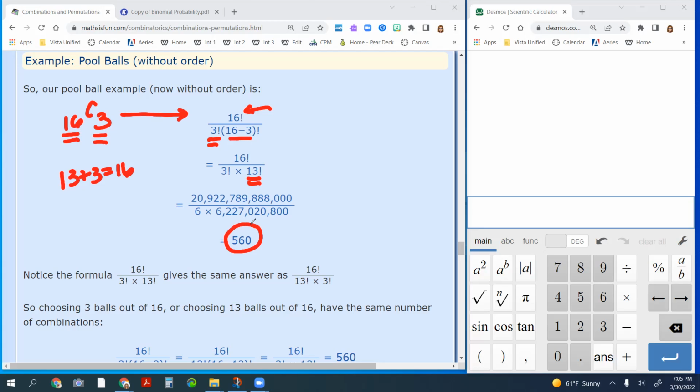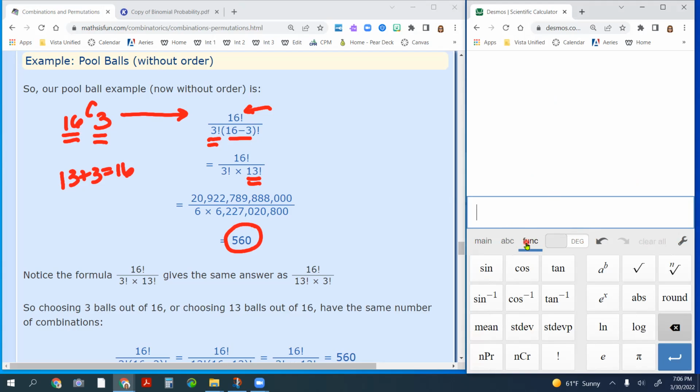Now, if I was going to put it into Desmos, right now I have Desmos up, but the Desmos I have up is actually the scientific graphing calculator Desmos, but it's very much like the regular Desmos that we're used to using. So if I wanted to go to combinations, I'm going to go to functions, and here's combinations. So if I want to do 16 choose 3, you see we got 560.